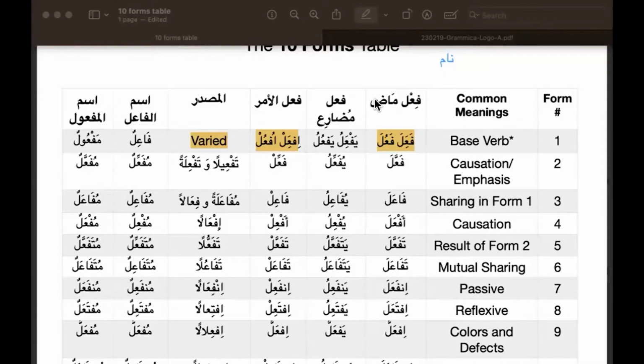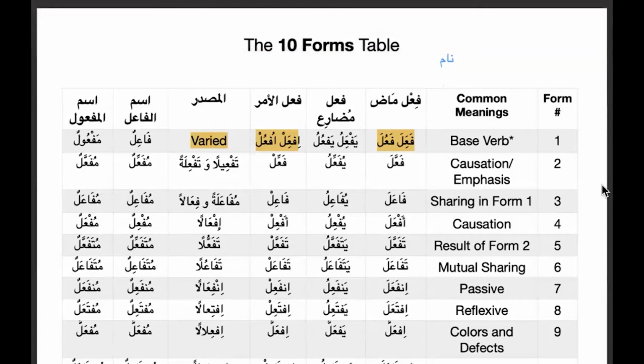Okay, we'll continue. All right, so we're saying that the ism maf'ul is really formed from muta'addi verbs. Okay, all right, now let's move on. So this is form one. Form one is the base verb. And now we move to form two.